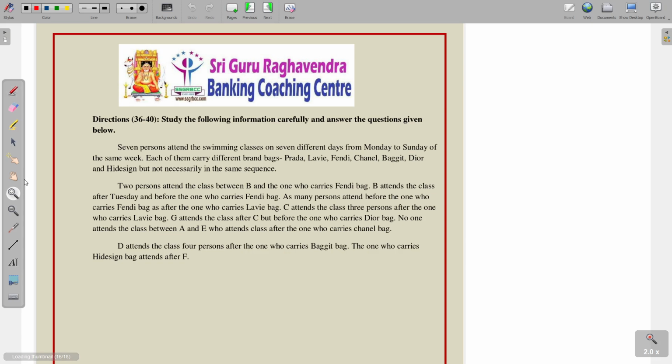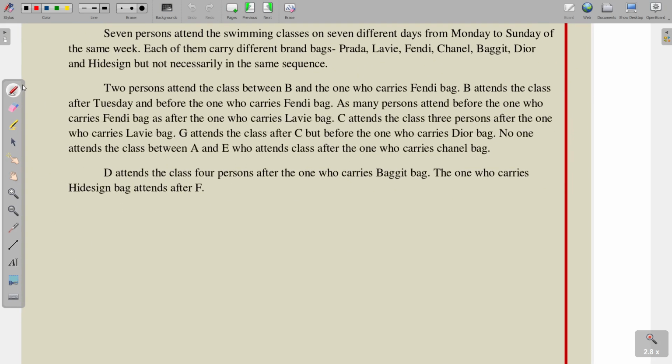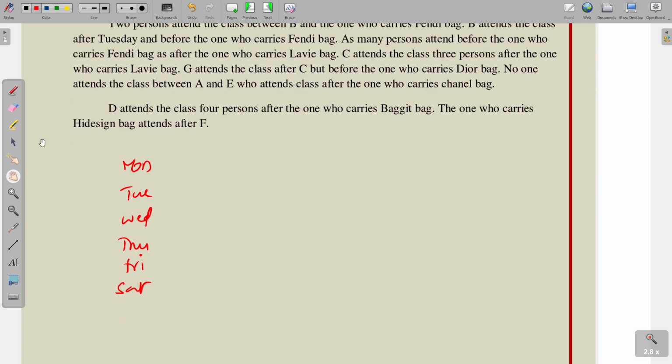Next, 36 to 40. So here we have one more puzzle. 7 persons attend swimming classes on 7 different days, Monday to Sunday. So Monday, Tuesday, Wednesday, Thursday, Friday, Saturday and next Sunday.